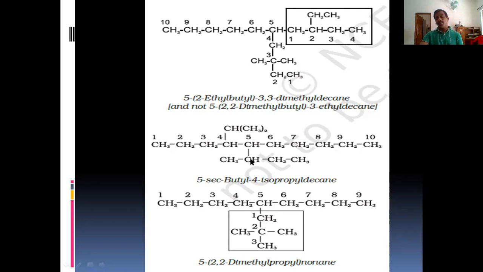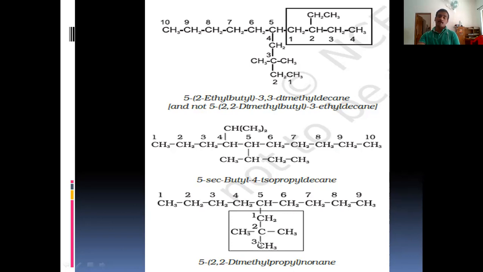So here it is secondary butyl group and isopropyl. B and P, butyl group is alphabetically first. So what is the name of the compound? 5-secondary butyl 4-isopropyl decane. And it is the third example.